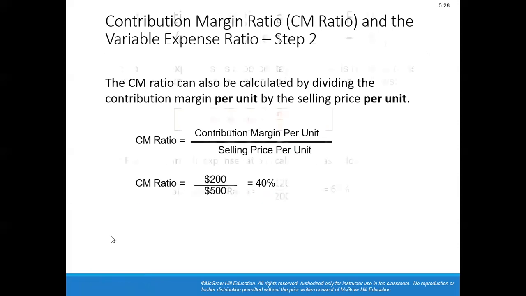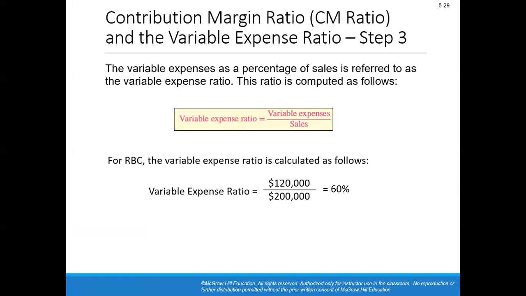Now what I would like to highlight is the other side of the contribution margin, or the flip side of the contribution margin. We are getting the contribution margin by subtracting variable cost.